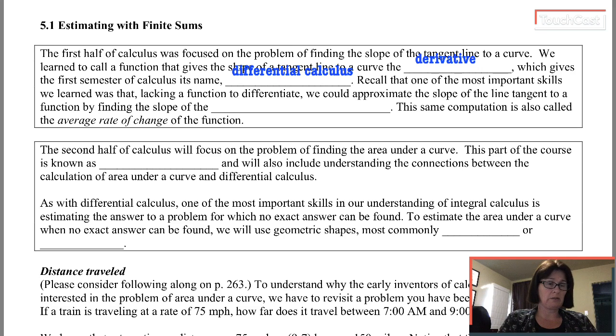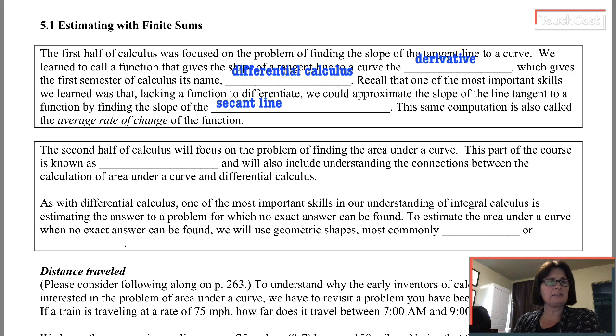One of the things that we learned is that if we didn't have a function to actually find a numerical derivative of, we can approximate the derivative by finding the slope of the secant line. Slope of the secant line. That's f of b minus f of a all over b minus a, which we also call our average rate of change.